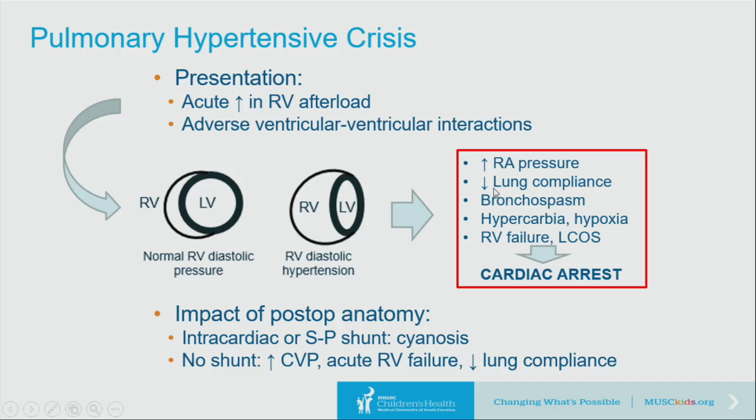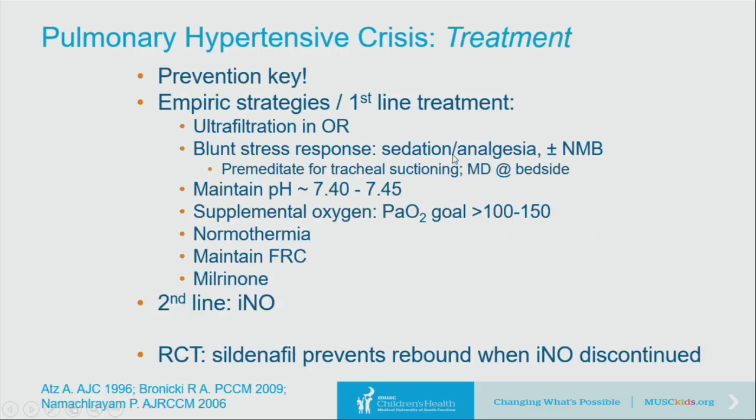If there's a systemic pulmonary shunt in place or a septal defect, the initial presenting symptom can be profound cyanosis. But if it's a two ventricular type situation without septal defects or a shunt, you're typically not going to see cyanosis, or hypoxemia, until much later in the episode.